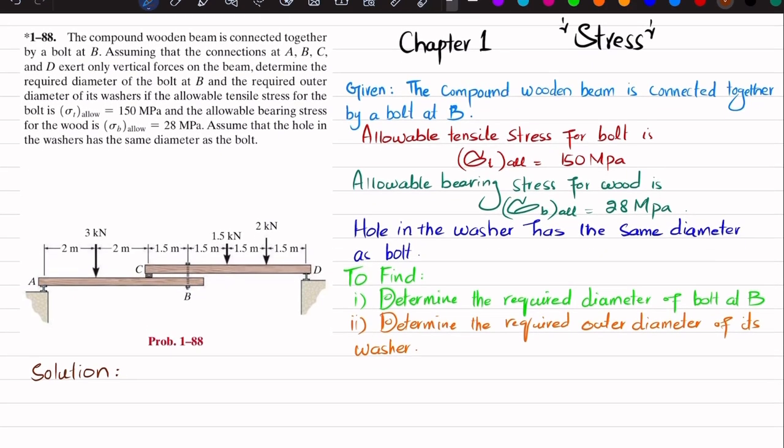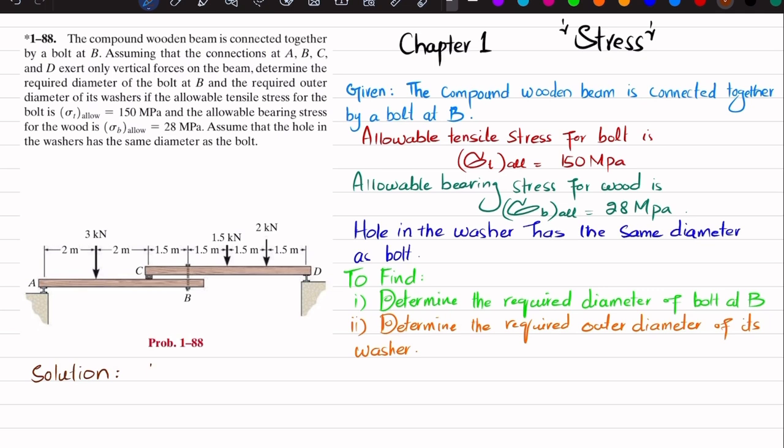As this is a compound beam, we will first draw the free body diagram, FBD, of member or beam CD. You can see this is beam CD. There is a vertical reaction force at D, which will be FD. There is this load, this load. Now the bolt will exert a load that will act downward on this, and the reaction force at C will be upward. So we will draw its free body diagram.